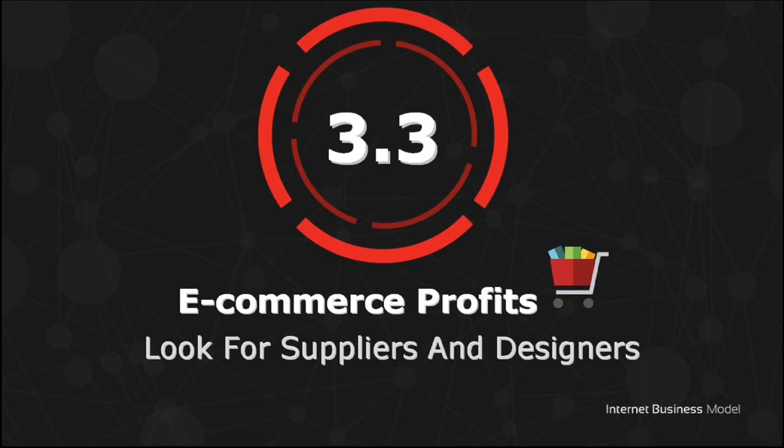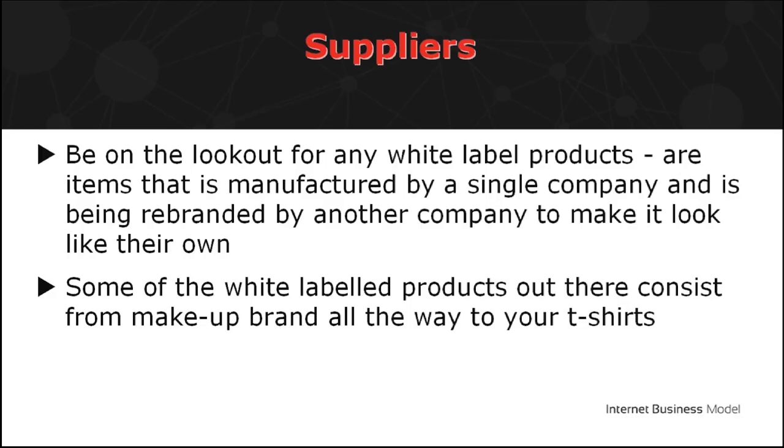Next, we discuss hiring suppliers and designers. To begin looking for products, you need to be on the lookout for any white label products. White label products are items manufactured by a single company and are rebranded by another company to make it look like their own. Many giant companies practice this method.